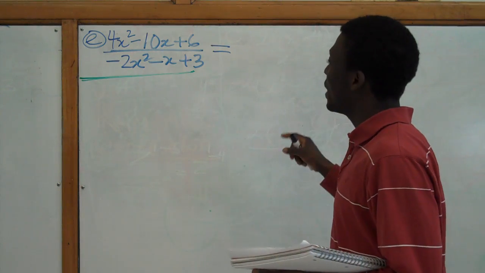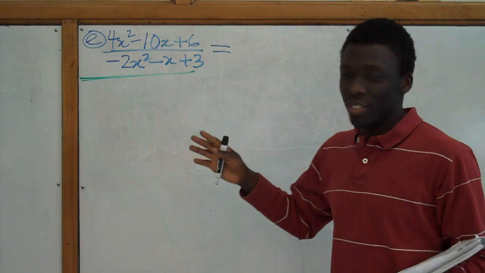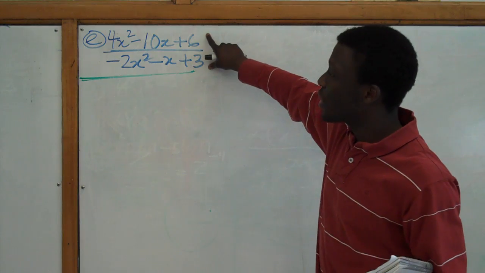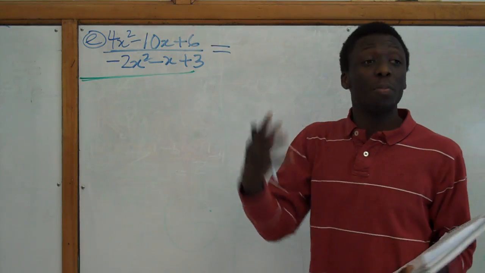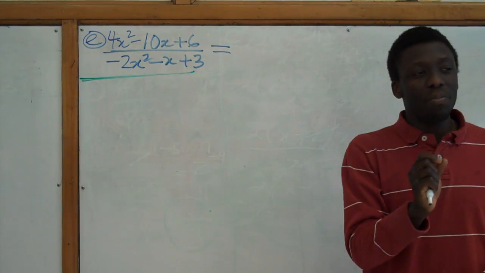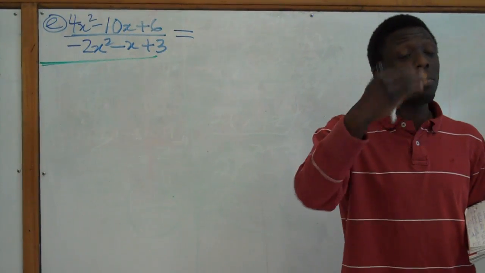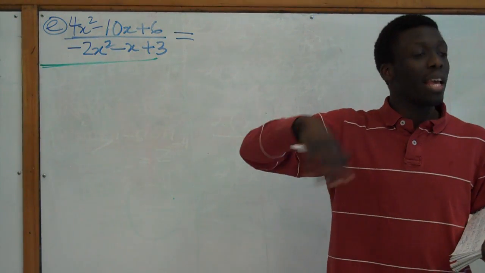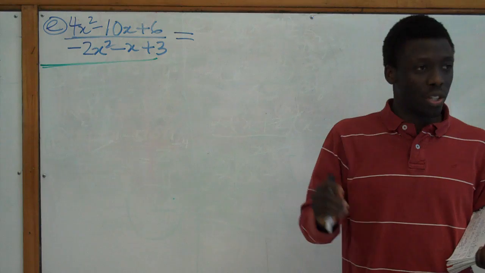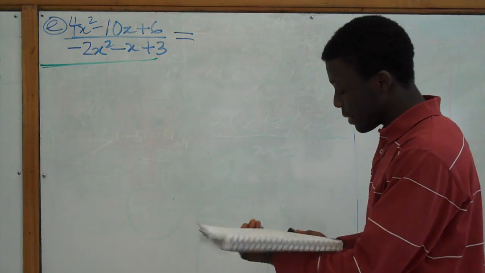So, we're dealing with simplifying rational expressions. When you're given a rational expression like this, and you're asked to simplify it, the goal is you want to simplify the quadratic expressions, and then you'll be able to simplify the rational expression. So what do I mean by that?